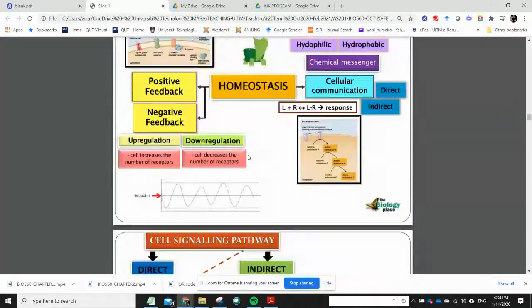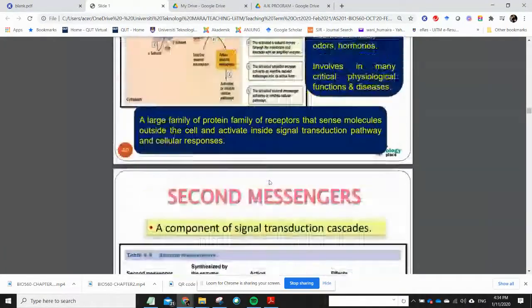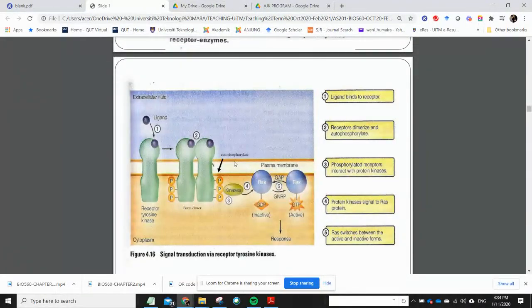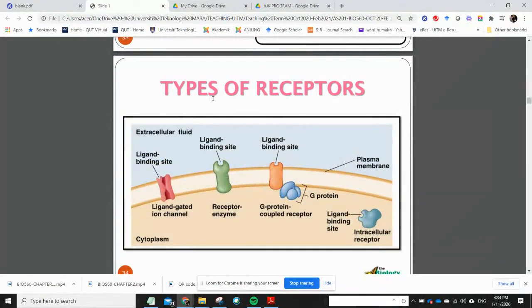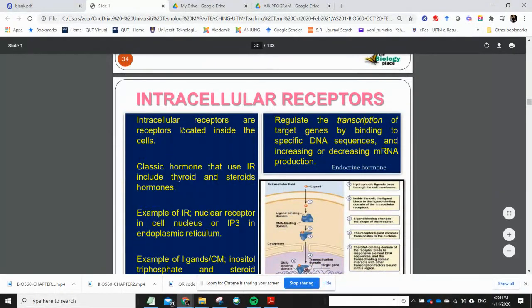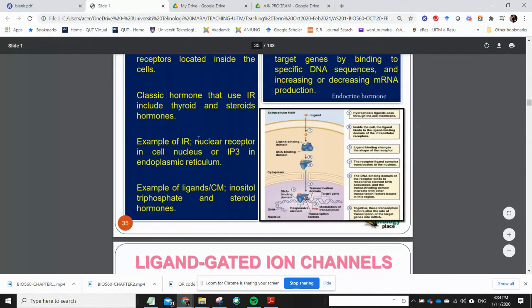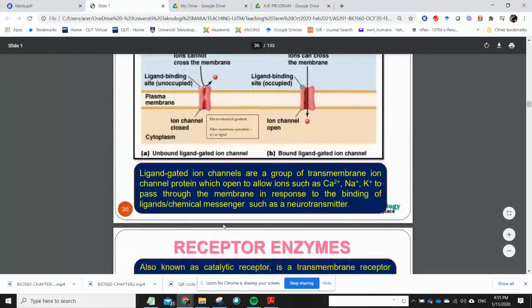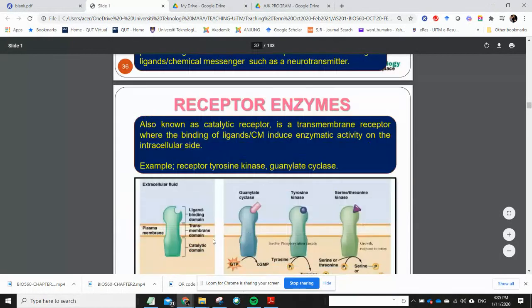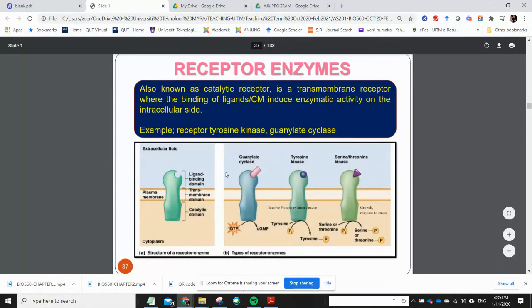I stop here before I leave this later part of cell signaling, the types of receptor, for you to study and read. These are facts. You have to read the books and find these examples to clearly understand why it is an intracellular receptor, and then the ligand gated ion channel, the transmembrane receptor. For receptor enzymes, we have three types: guanylate cyclase, tyrosine kinase, and serine threonine kinase.